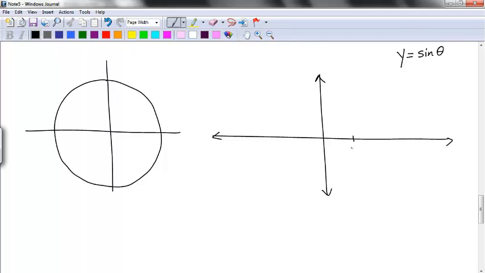Standard labels. On the x, I want you to label pi over 2, pi, 3 pi over 2, and 2 pi. It's every half pi. Negative pi over 2, negative pi, negative 3 pi over 2, and then negative 2 pi. And then on the y, go up 1 and down 1. So it's pi over 2, pi, 3 pi over 2. It's just like 1 pi over 2, 2 pi over 2, 3 pi over 2, 4 pi over 2. It's every half pi.